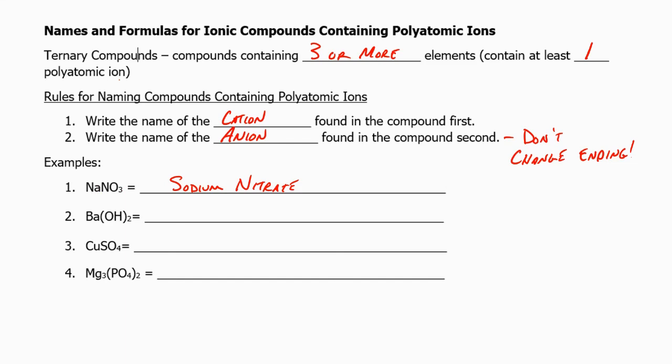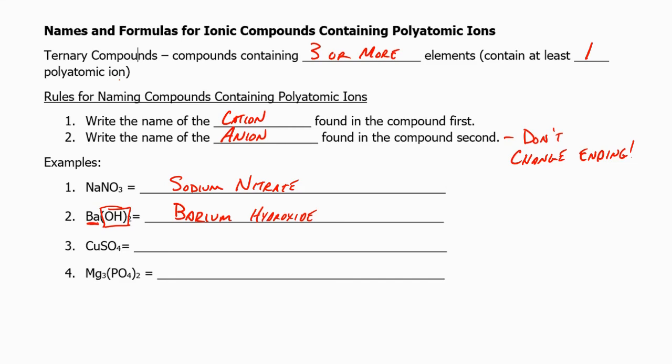All right, let's look at another one. We got BaOH2. So Ba, let's find it on the periodic table. And this happens to be barium. Then we go look at our polyatomic ion list for OH. And hopefully we see it, and we see that it's called hydroxide. So this compound is barium hydroxide.